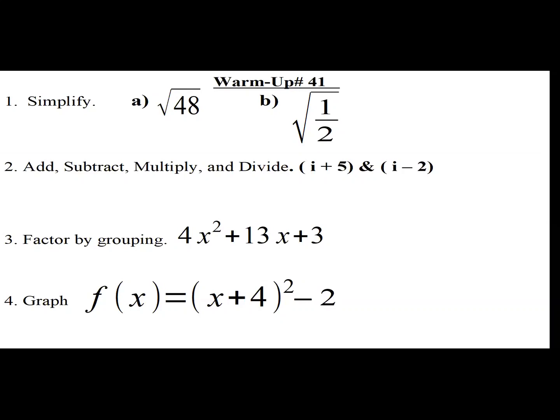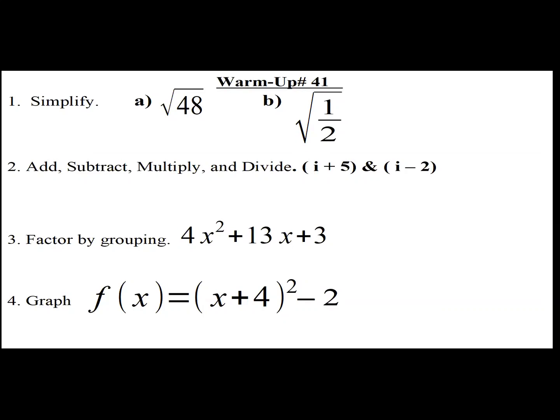Number 3 reads, factor by grouping. The trinomial given is 4x squared plus 13x plus 3. And number 4 says graph f of x equals (x plus 4) squared minus 2. I'll give you some time for that and I'll go over it just to make sure we got it. Copy that and go.